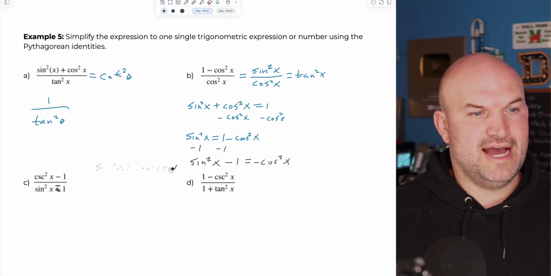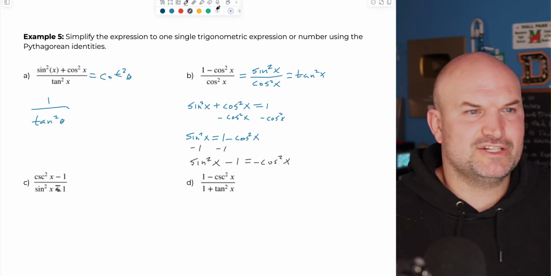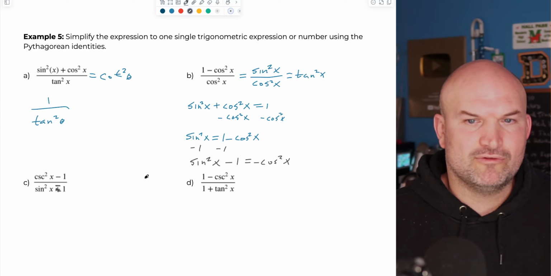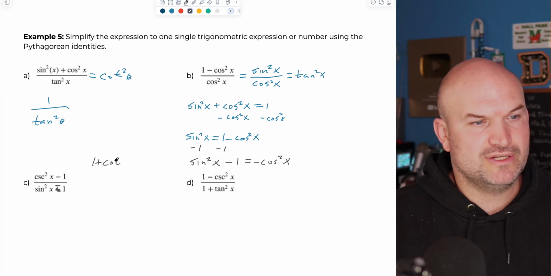All right, now what about the cosine squared of x minus 1? I think it's important to remember what these identities are again. And remember, for cosecant, the way that we wrote it out is 1 plus cotangent squared of x is equal to cosecant squared of x.